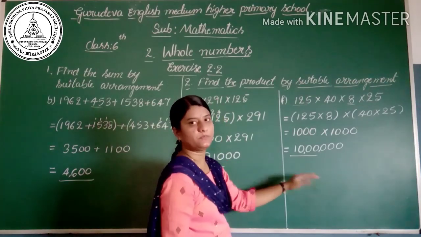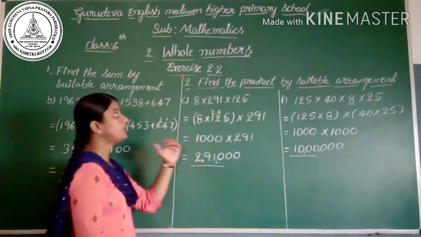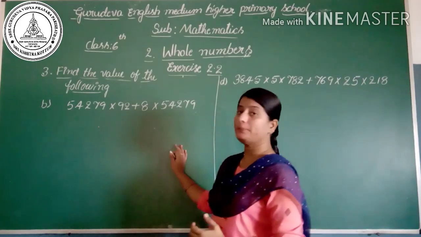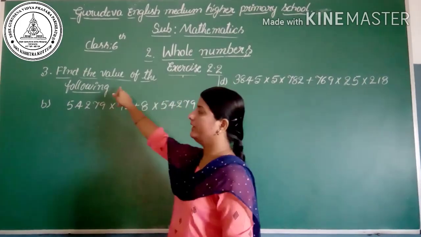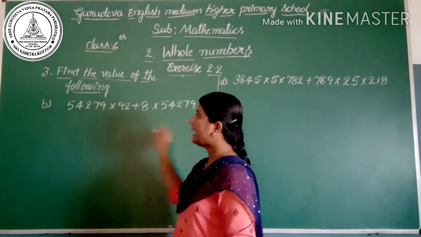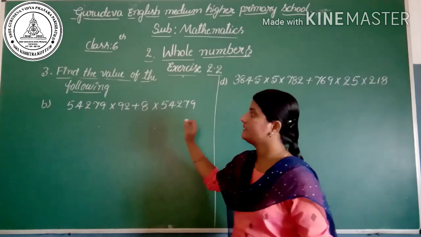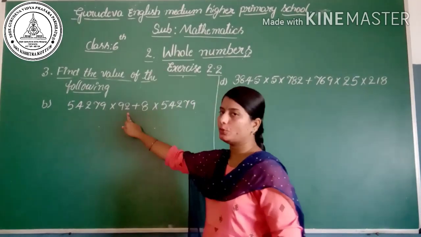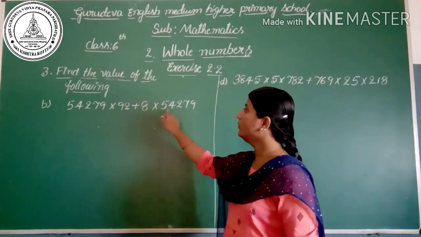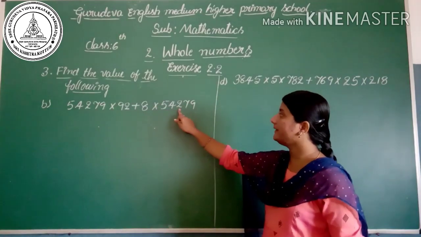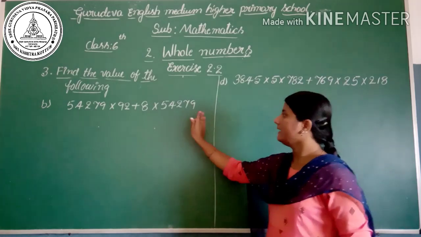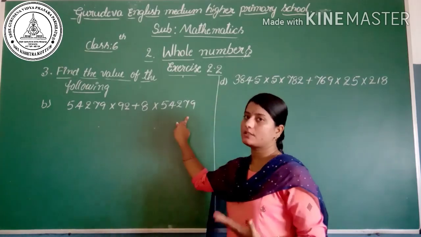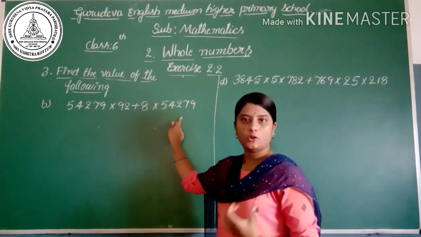So is it clear? Yes. Let's go to the third main. The third main is: find the value of the following. Here I have taken the second question, that is 54,279 into 92 plus 8 into 54,279. See here, this shows the distributive property.